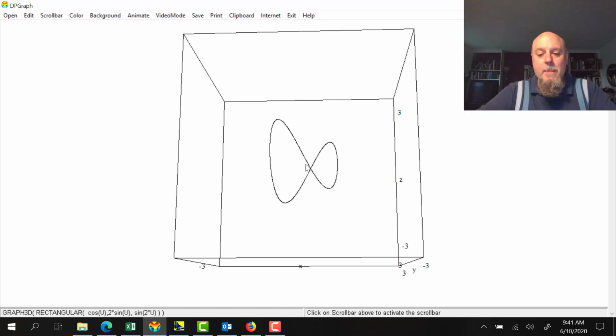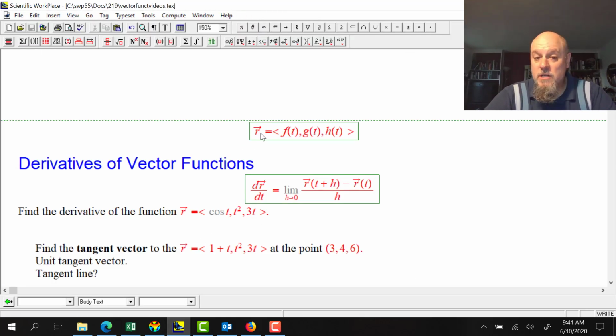Let's get to the mechanics of it. So here we've got a function, r. The x component, the y component, the z component, they're all functions of time. So the vector itself, that vector function, is a function of time. That point in space is given by a function of time.